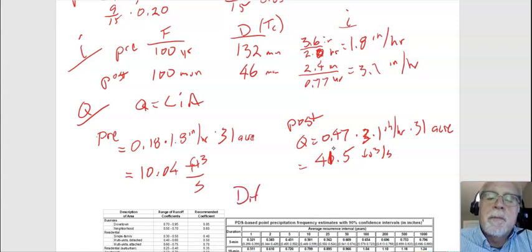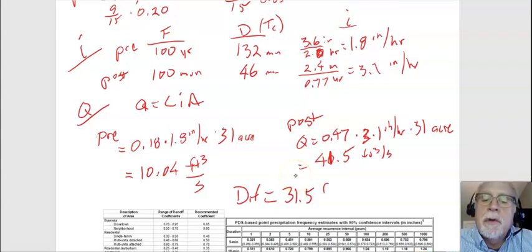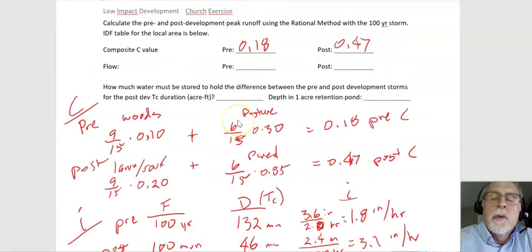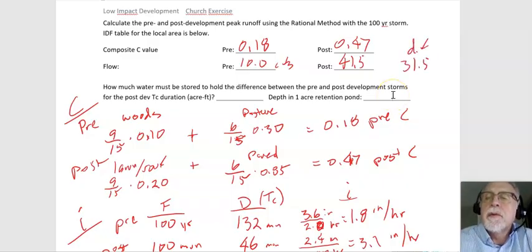So the difference is equal to 31.5 cubic feet per second. Let me write that up here. Pre was 10.0 cubic feet per second. Post was 41.5. So the difference was 31.5. And that's the flow we have to handle, because we can't let the post-development run off our site any faster than the pre-development did.